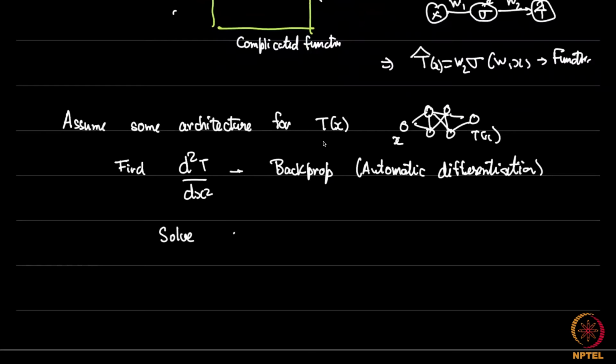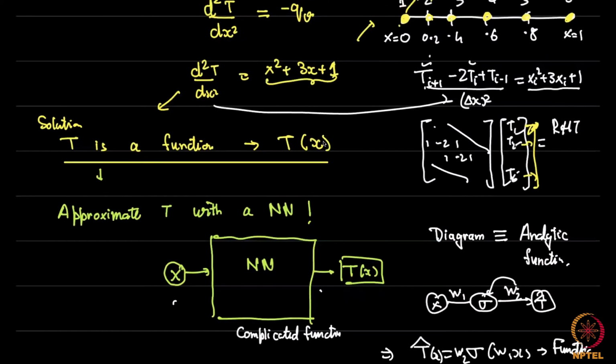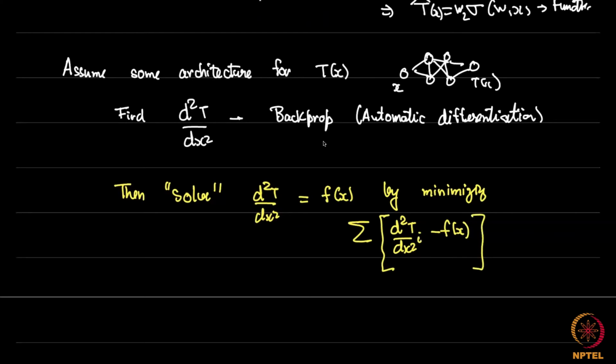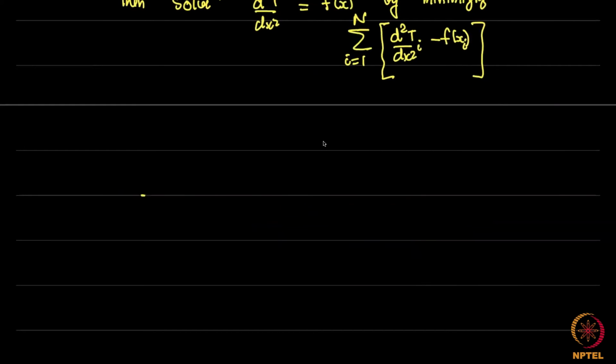Let me show this a little bit better. Then effectively solve d square T dx square equal to some RHS, let's call this f of x, by minimizing the summation of d square T dx square minus f of x, all of these calculated at i, over lots of points. So the way this works is as follows. The same domain, I take lots of points.